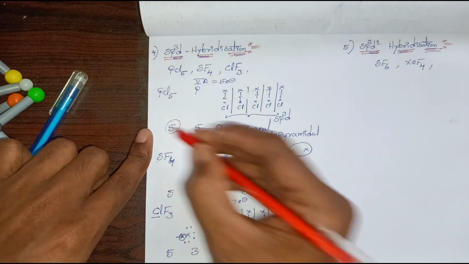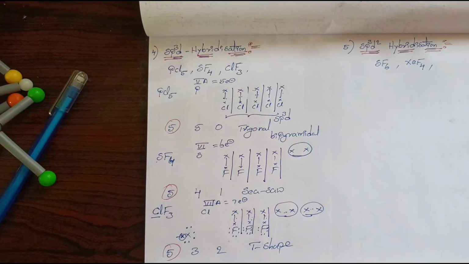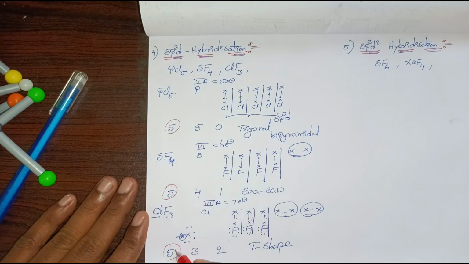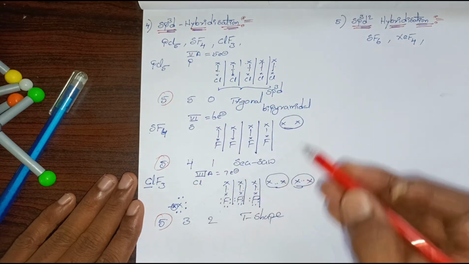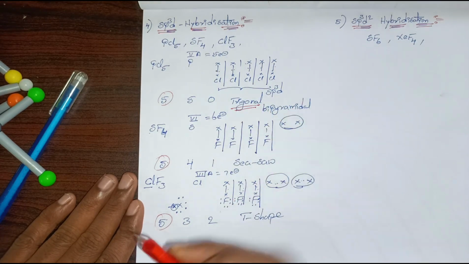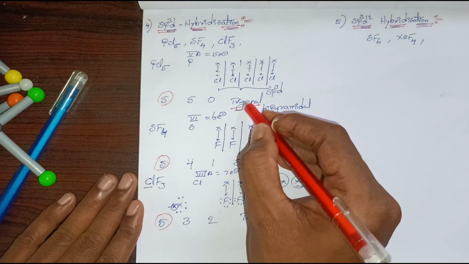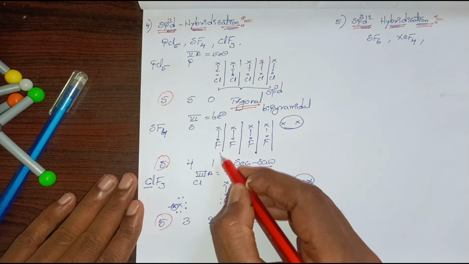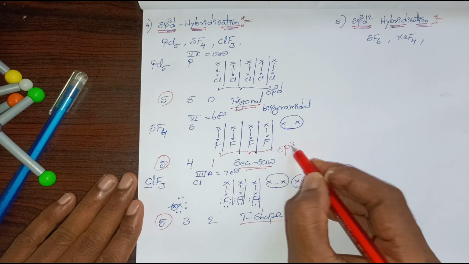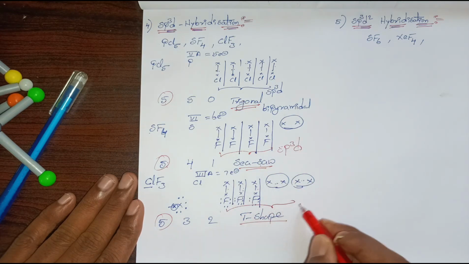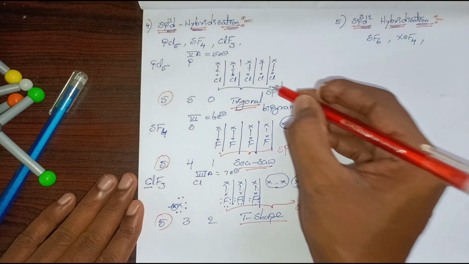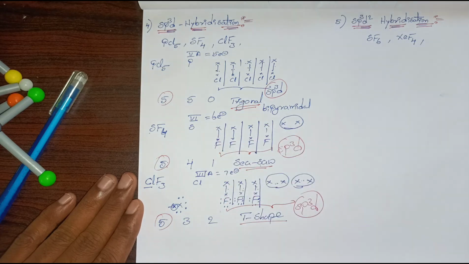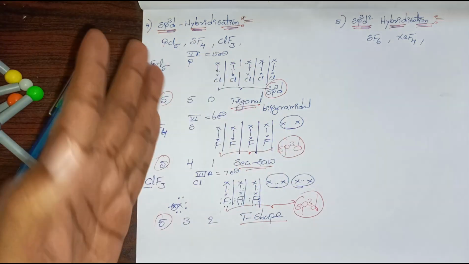Now observe here, students. Overall pairs: 5, 5, 5. But the bond pairs are different. So when bond pairs change, the shape of the molecule changes: trigonal bipyramidal, seesaw arrangement, and T shape. What is the hybridization here? sp3d. The hybridization doesn't change; it is the same. But the shape changes because the bond pairs and lone pairs change.